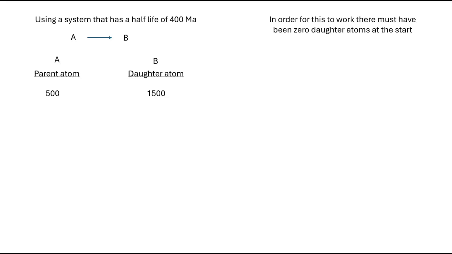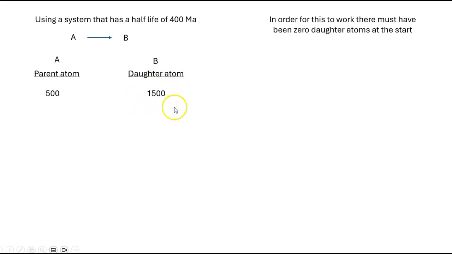There was zero daughter product. That has to be true for this to work. And this is really the starting point for you. So what does that mean to you? It means that every daughter atom that you see today did not exist when it was first born.